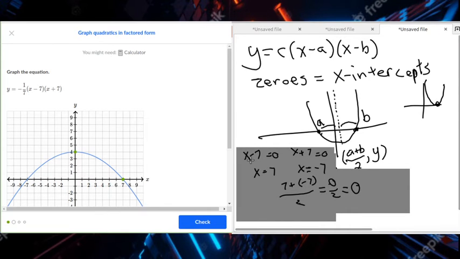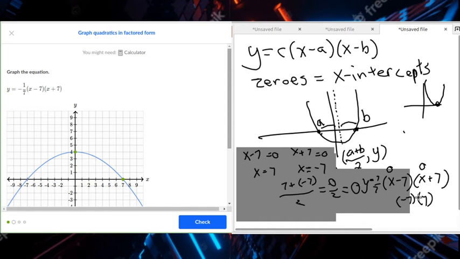And then we need to plug it into this formula, which is 1/7 times (x minus 7) times (x plus 7). So y is going to equal that, but we know our x value for the vertex is 0, so we can substitute 0. So now we have -7 and 7.